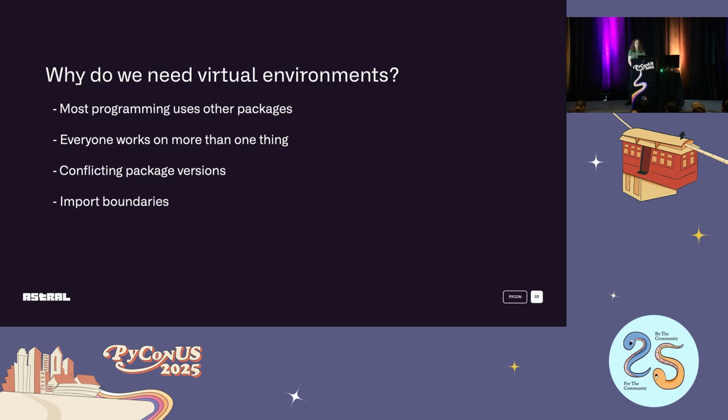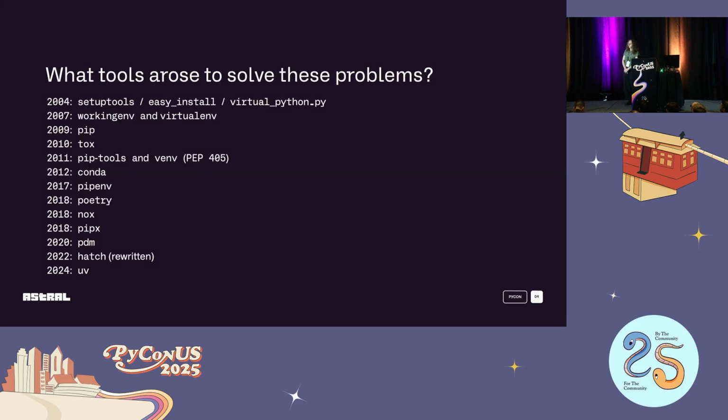So we have some motivations for virtual environments, and these problems have been around for basically as long as Python, so there are quite a few tools built around solving them. And here's my best effort at a timeline. I'm sure I'm missing a bunch of tools, so if you wrote a tool that's not on here, I'm so sorry. The slide's only so long. But I don't want to talk about all these tools, but I do want to talk about this timeline and how it gives us context for the way that the ecosystem has been evolving.